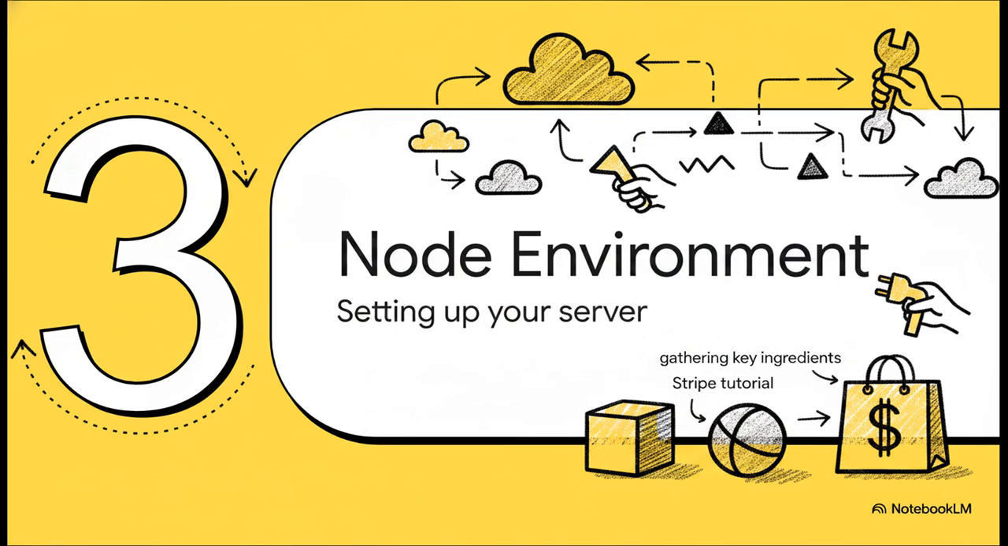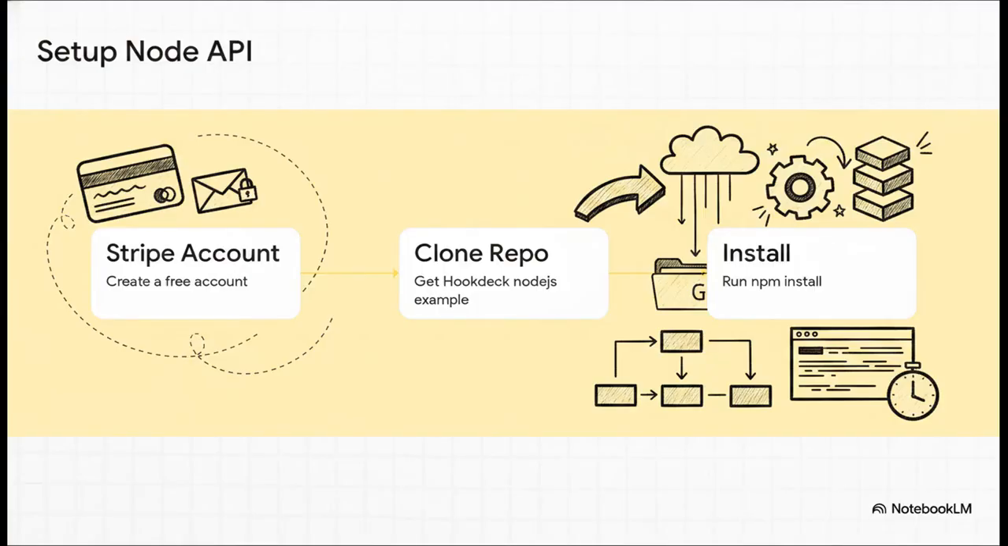So the crucial point is getting our workspace ready. Section 3, preparing the Node environment. Okay, we need a place to actually receive these events. We're going to get our local environment ready in 3 really simple steps. First, if you haven't already, go create a free Stripe account using just your email. Next, we don't need to write a whole server from scratch.